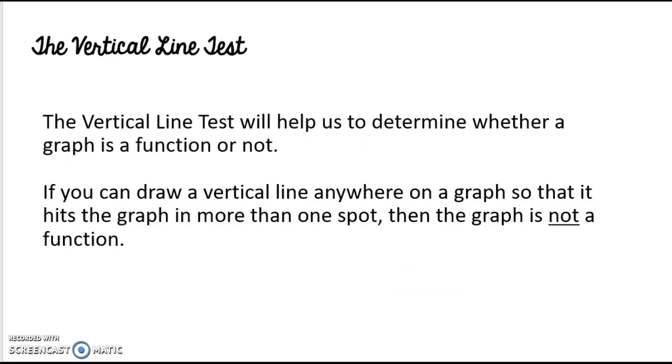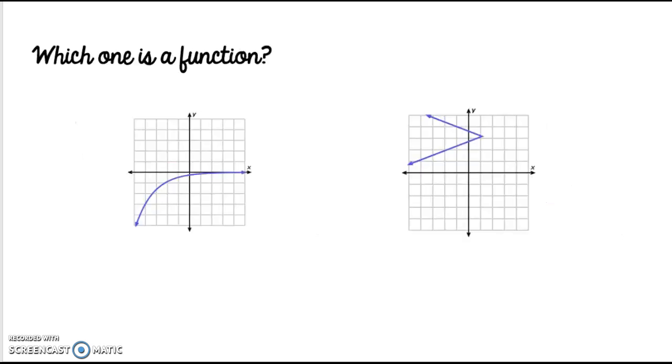Very good. So the vertical line test, and this is going to be the very last piece of what we look at in part 1. The vertical line test helps us to determine whether a graph is a function or not. You can literally draw a vertical line anywhere on the graph so that it hits the graph. If you draw this line and it hits the graph in more than one spot, the graph is not a function. So I'm going to show you what that means. If I draw a vertical line anywhere on this graph, it only hits it in one spot. So no matter what line I draw, it only hits it in one spot.